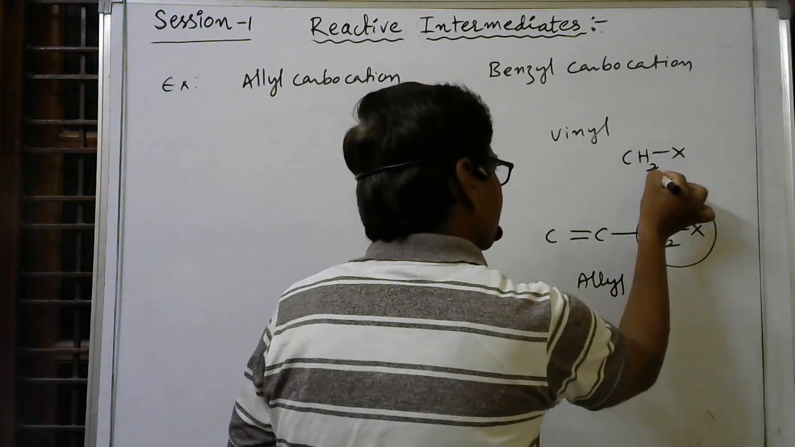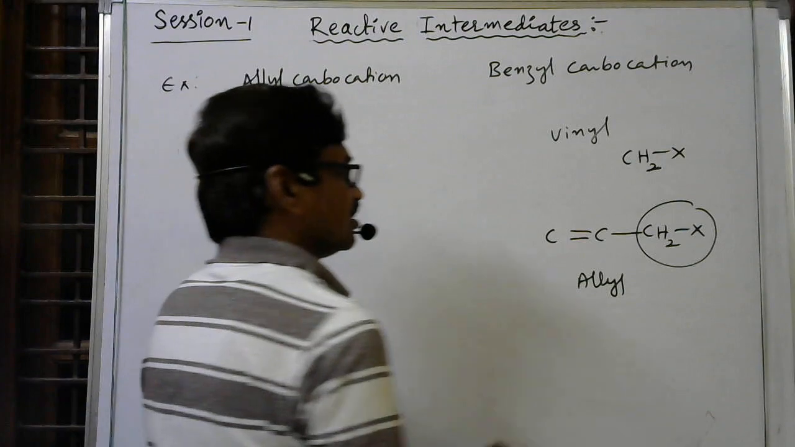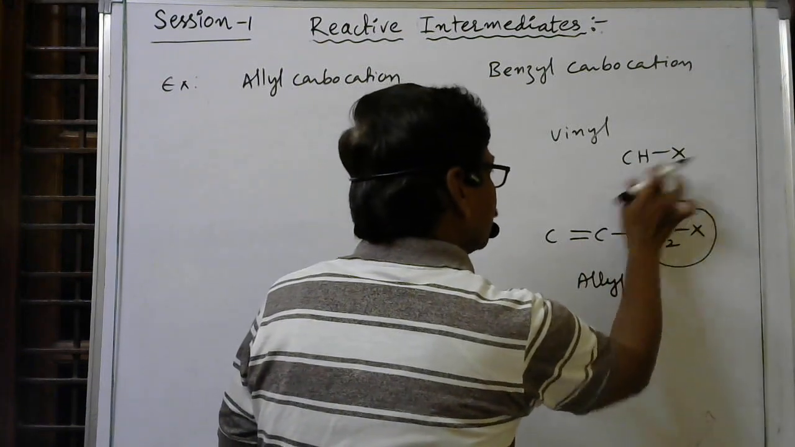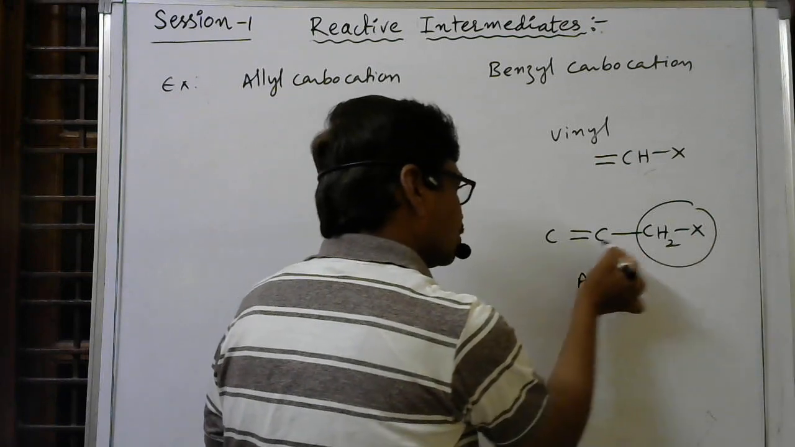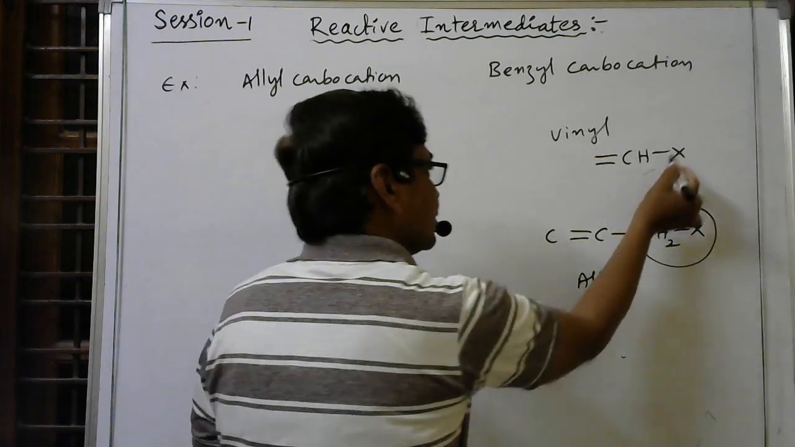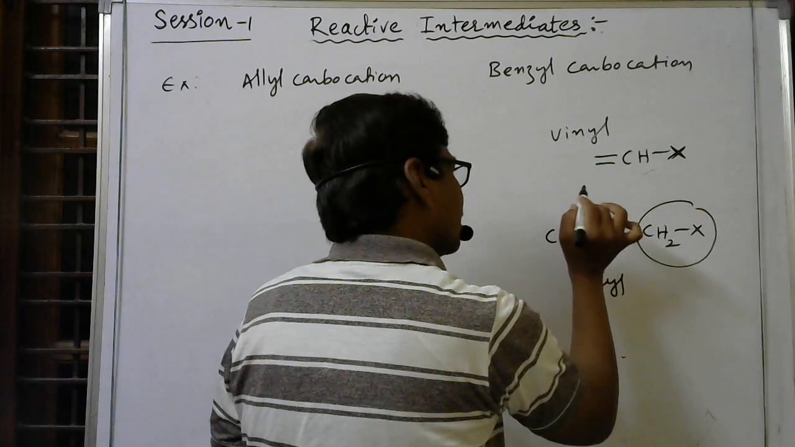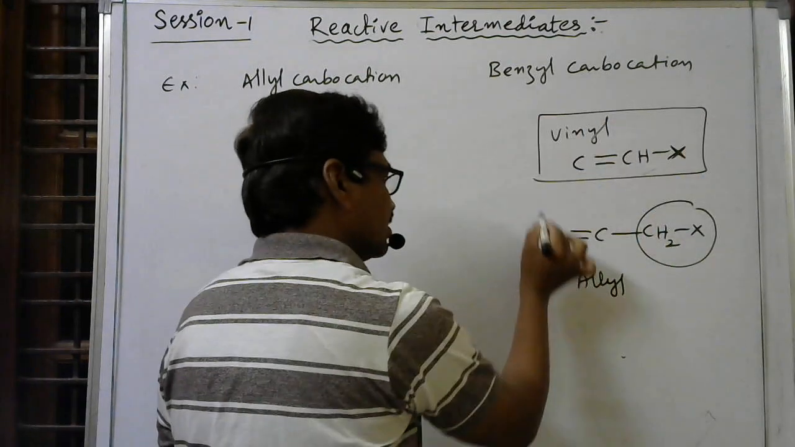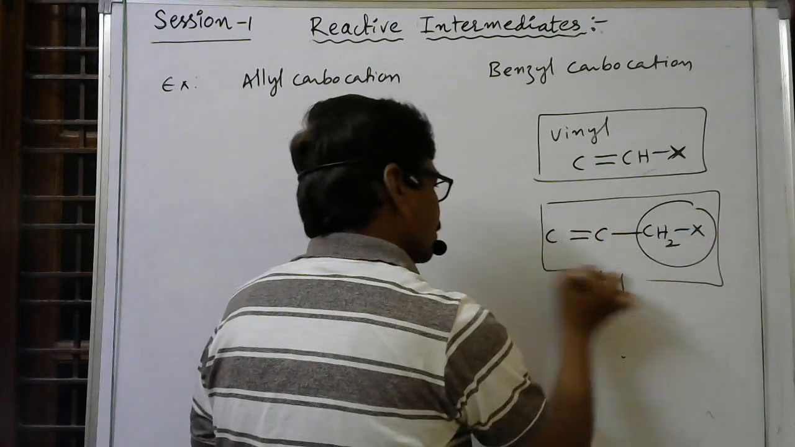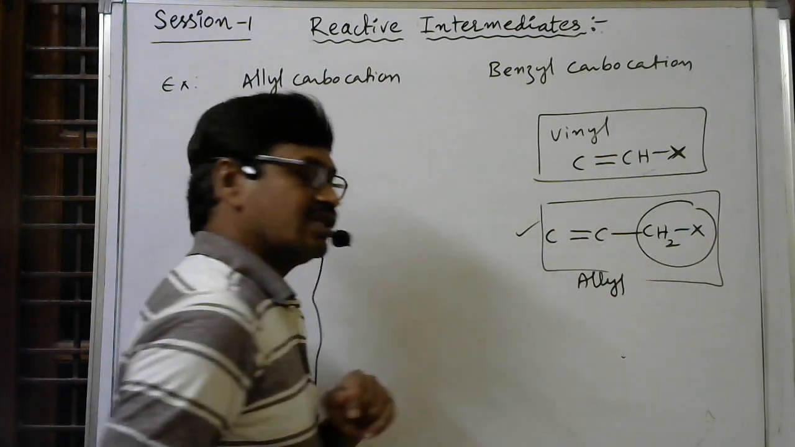CH2X. Otherwise, this X group is directly attached to the double bond. Here, the CH2X group is directly attached to the double bonded carbon, so it is allyl. Here, the X group is directly attached to the double bonded carbon atom, so it is vinyl. This is the vinyl group and this is the allyl group. So here we are discussing allyl.